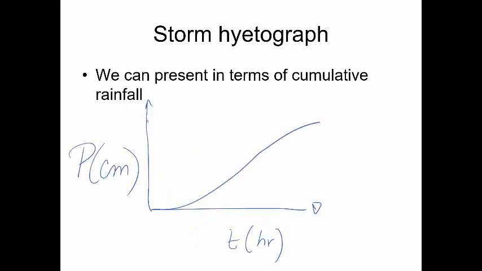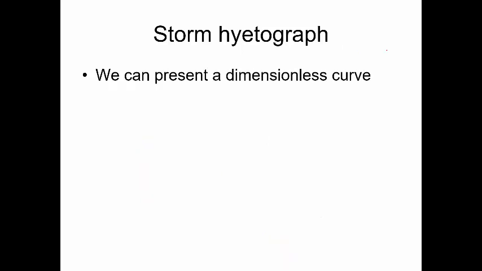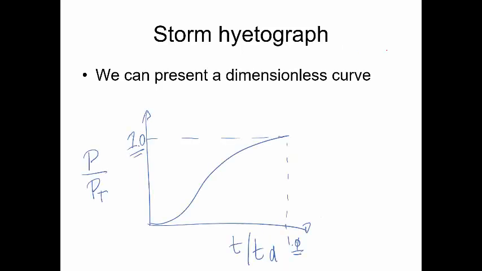We can present the accumulation, and whenever we talk about accumulation, the symbols here are very, very important. So for intensity, we use I. Of course, time is T. And then P is the accumulative or cumulative precipitation. Okay? We could present a dimensionless curve as well, where you divide the precipitation by the total amount and T by the total duration of the storm. So TD is the storm duration.